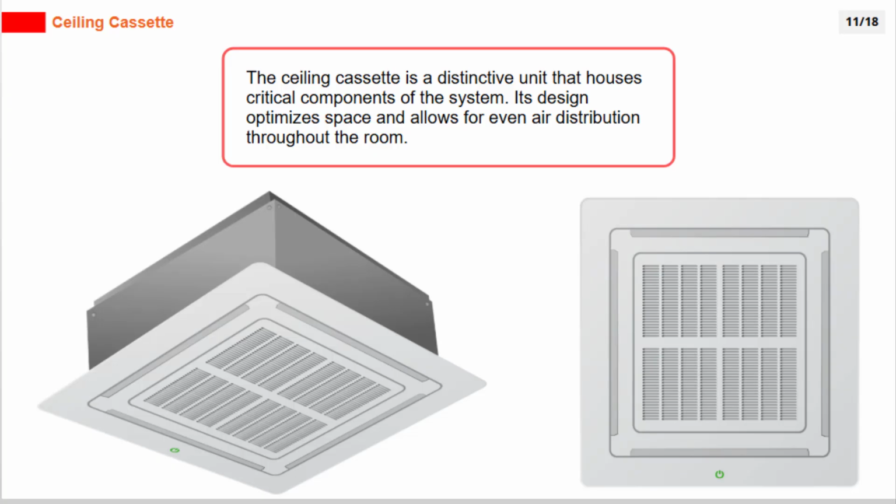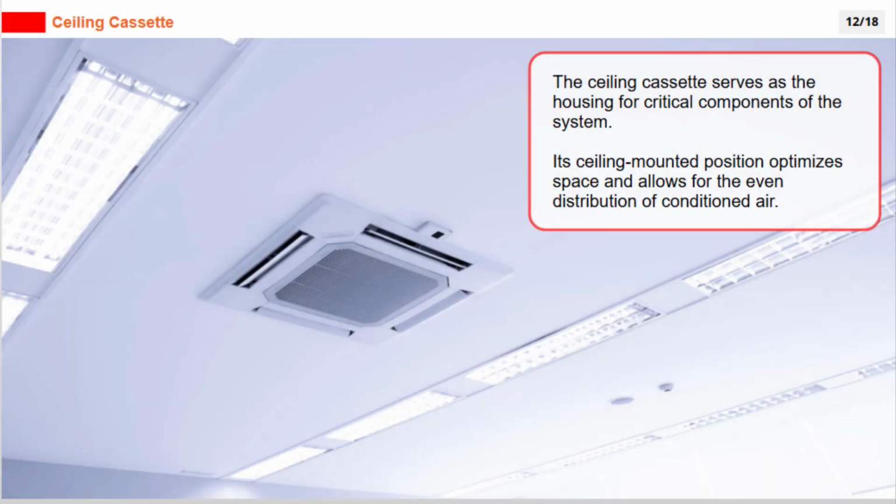The ceiling cassette is a distinctive unit that houses critical components of the system. Its design optimizes space and allows for even air distribution throughout the room. The ceiling cassette serves as the housing for critical components of the system. Its ceiling-mounted position optimizes space and allows for the even distribution of conditioned air.